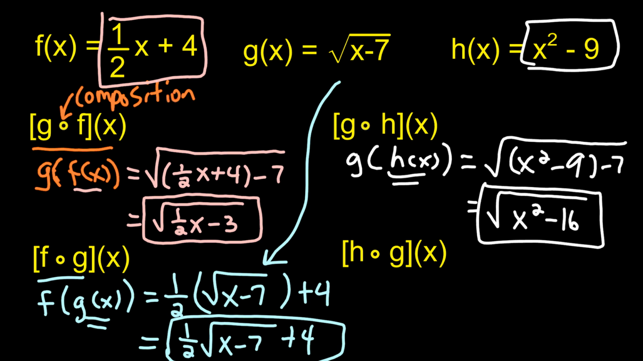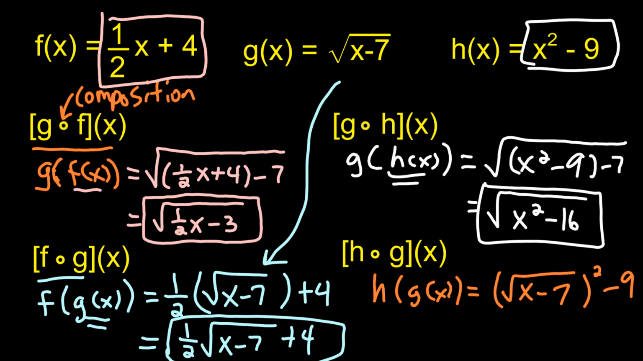All right, and then this last example we've got here, let's do this one in orange. This is h of g of x, or hog. So it's going to be h of g of x. And so we're going to start with h. We're going to write down the h function, which is x squared. So remember, I'm replacing x with a big set of parentheses, minus 9. And then I'm plugging in the g of x function in. So this would be square root of x minus 7.